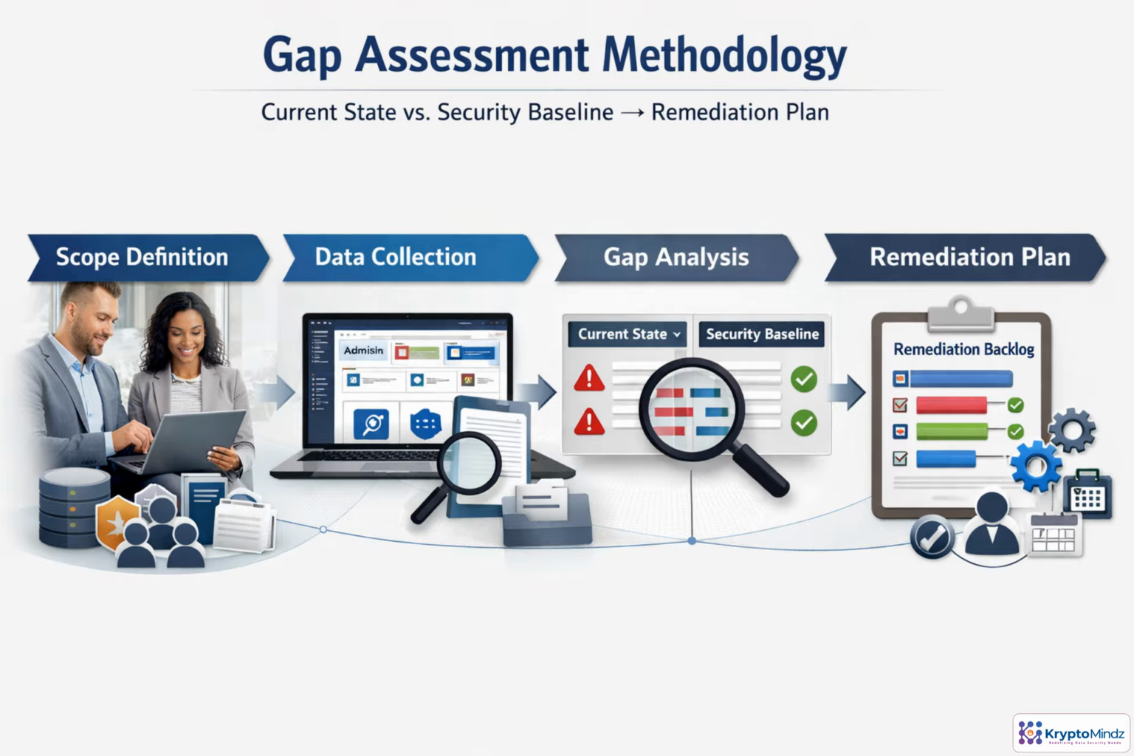The output should not be a vague findings report. It should be a remediation backlog with owners, dependencies, dates, and validation criteria. Closure only counts when the control is retested and the evidence proves the gap is resolved.